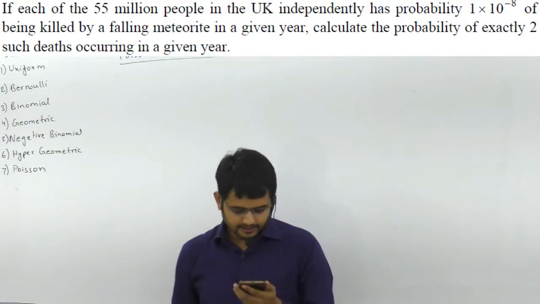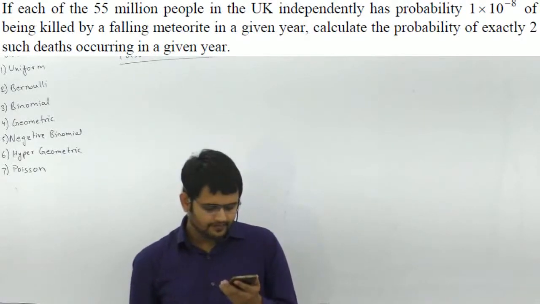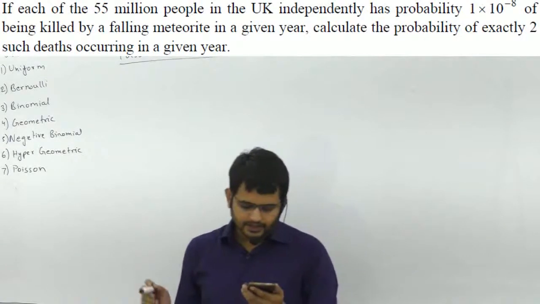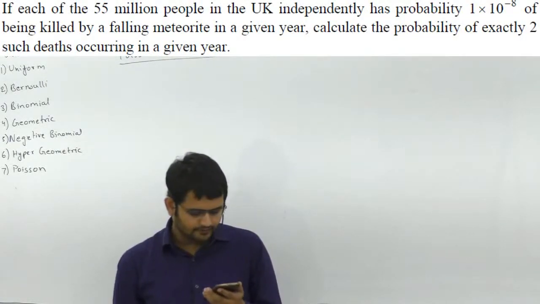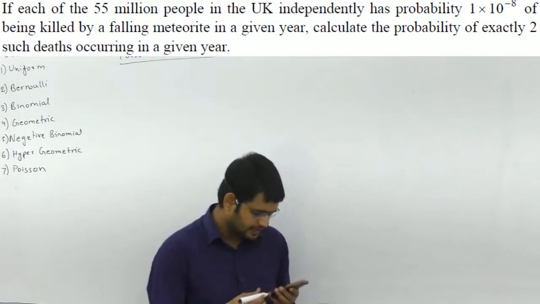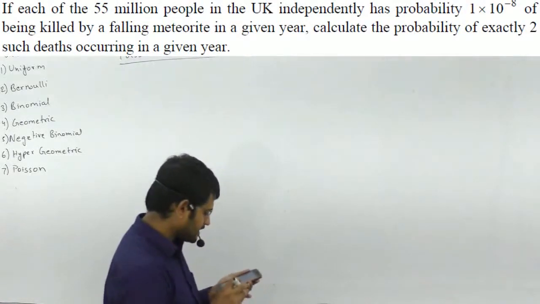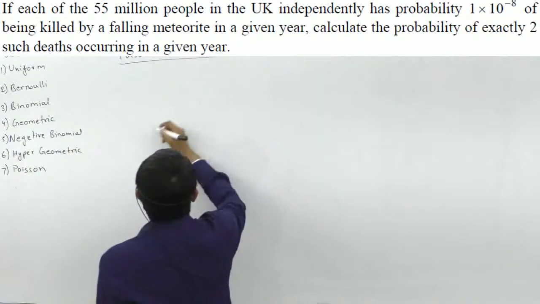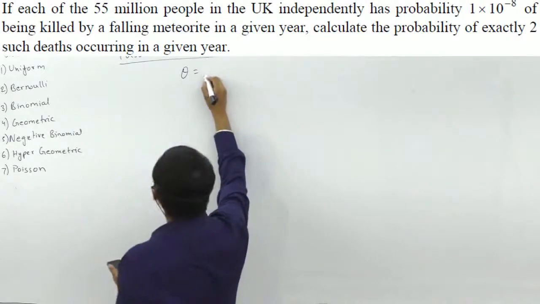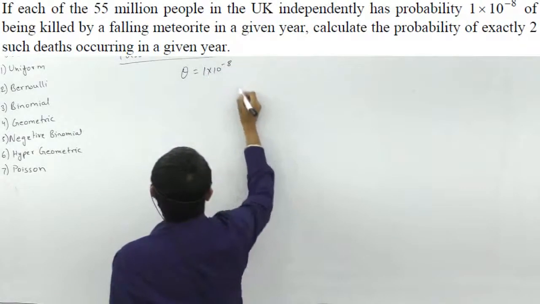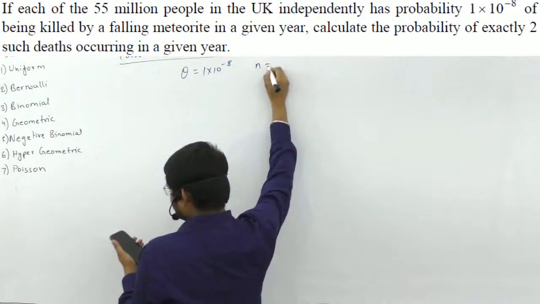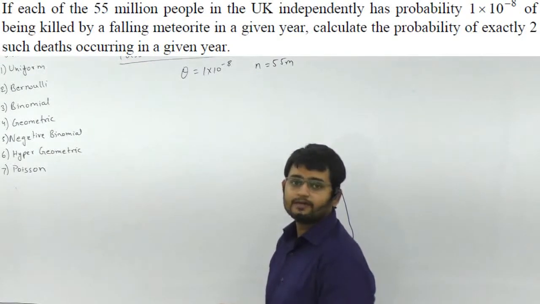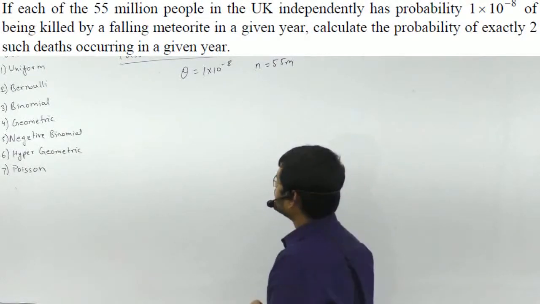Let's move on to the next sum. If each of the 55 million people in the UK independently has the probability 1 into 10 raised to minus 8 of being killed by a falling meteorite in a given year, calculate the probability of exactly 2 such deaths occurring in a given year. So they have given us theta, the probability of dying, 1 into 10 raised to minus 8, and they have given us n, the total number of people, that is 55 million. And we have to find the probability that exactly 2 people are going to die.